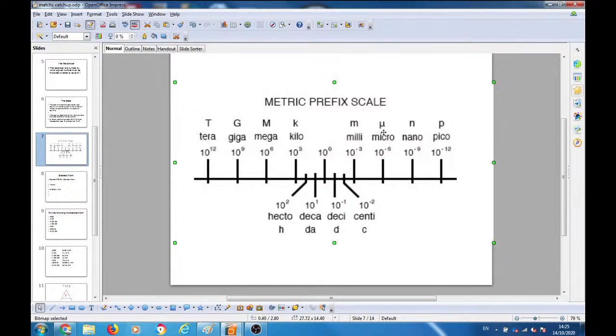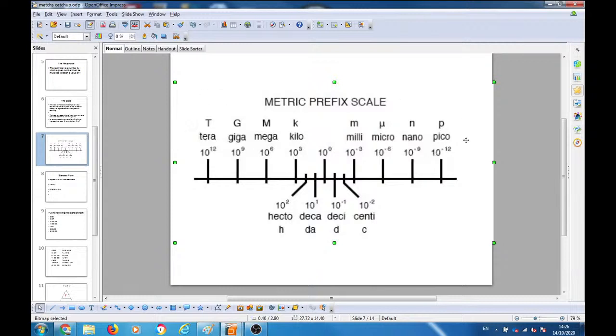Also notice the terms here, so you've got some weird letters. That's a Greek letter called mu, and that letter stands for micro. And then nano, lowercase n, and pico, lowercase p as well. So this is one of the things you should bear in mind. You will come across this all the time.